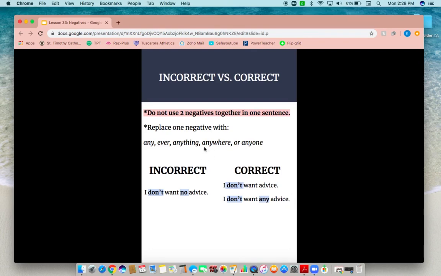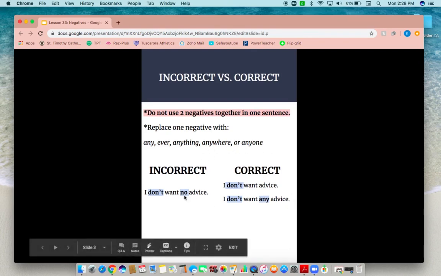So we actually have two options that we can do, and there's two different types of sentences that could be considered correct. We could either do the first one, I don't want advice. So you just have one negative, right? You can see it right here in the blue. Just one negative and it finishes my sentence. It makes sense, right? Or in the second part of the sentence, we could add one of these words from up here in place of the double negative in our first sentence.